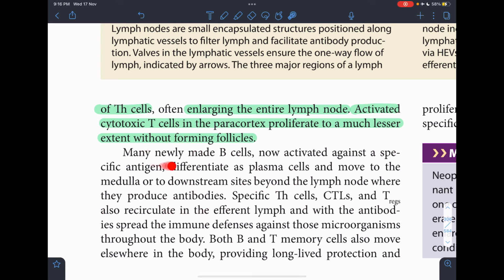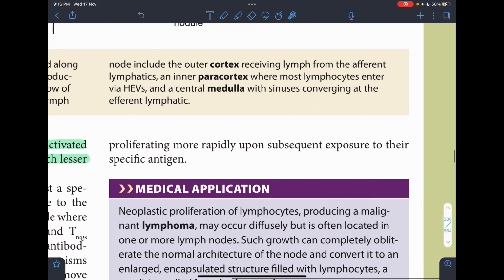So the newly made B cells, which are immune to the certain antigen, will produce antibodies, and the specific TH cells or the CTLs or the Tregs that we talked about in the last lecture also recirculate in the efferent lymph, and with the antibodies spread the immune defenses against those microorganisms throughout the body. Both B and T memory cells also move elsewhere in the body, providing long-lived protection and proliferating more rapidly upon subsequent exposure to their specific antigen.